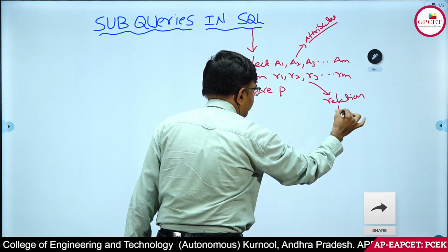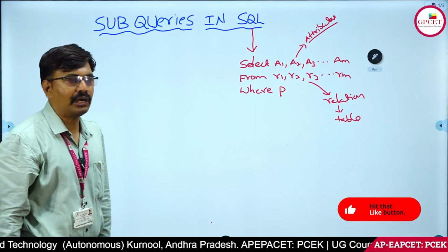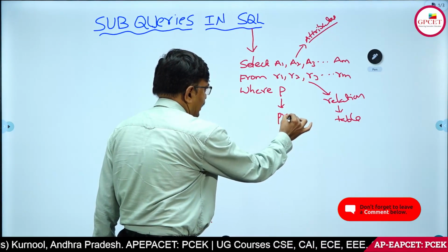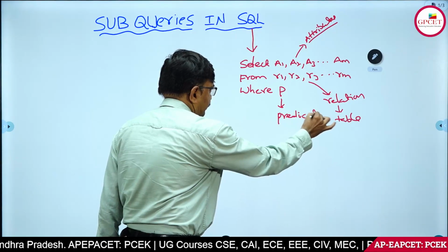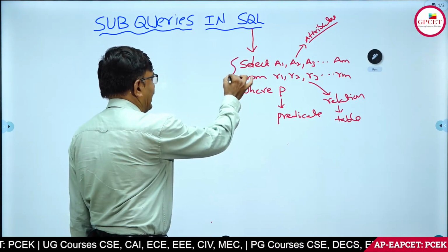Relation is in the form of a table. Each table has unique rows and columns. And P is the predicate or condition. That is the basic structure of SQL.